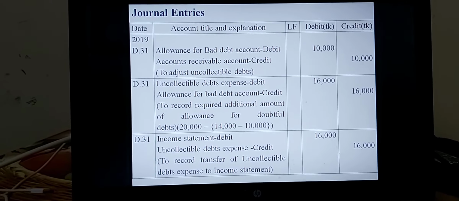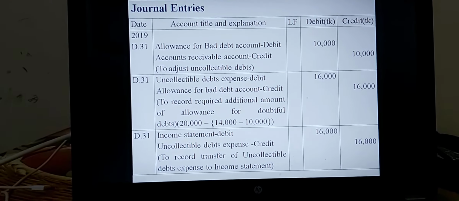To adjust uncollectible debt, the total uncollectible debts amount is taka 10,000. So the first journal is completed. I repeat again, allowance for bad debt account debit, accounts receivable credit, taka 10,000.